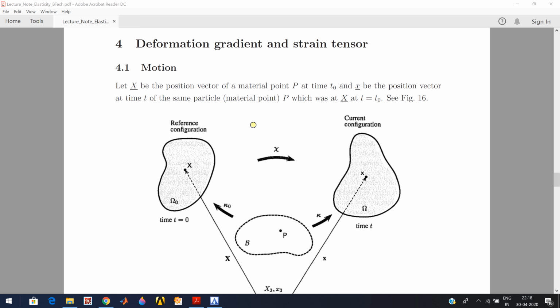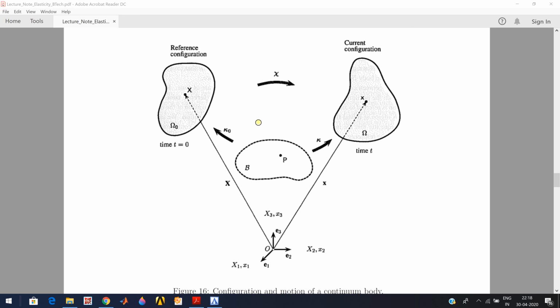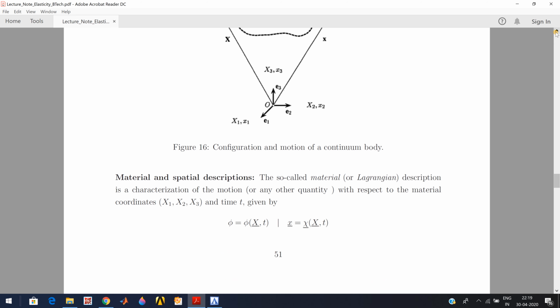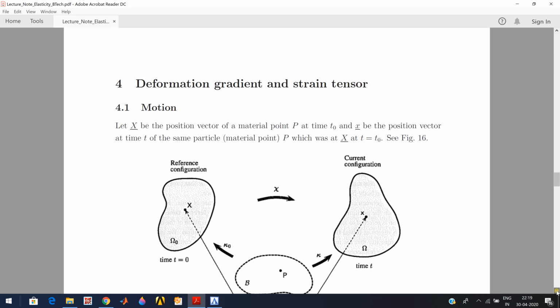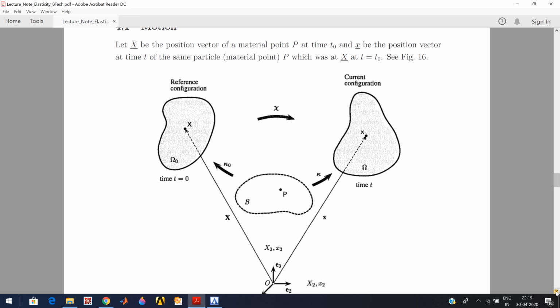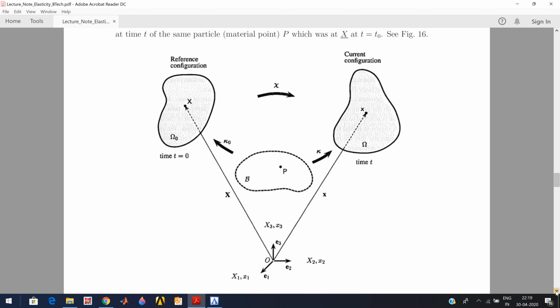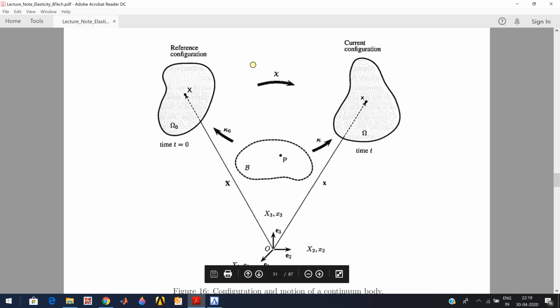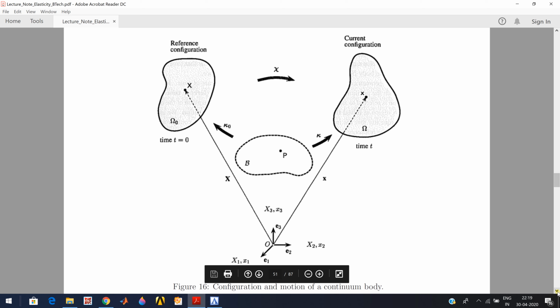So to describe motion, I have to first explain this picture. So in this schematic diagram, let me position it very nicely first. And what you see here, there are two configurations highlighted. One is referred to as the reference configuration, and another is termed the current configuration. These are the two configurations of a continuum body.